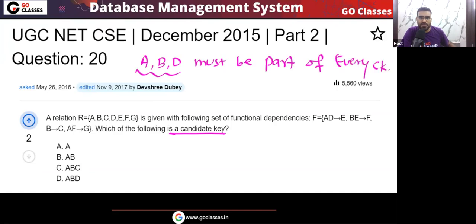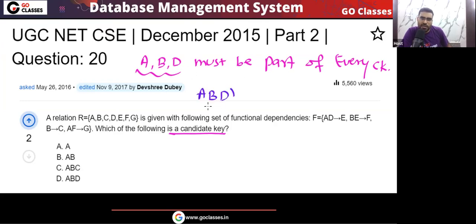Every candidate key. Yes or no? So ABD must be part of every candidate key. Why? Because you can see these three attributes do not appear on the RHS of any functional dependency. So they must be part of every candidate key. Now let's see, are they enough? Let me know, are they enough?